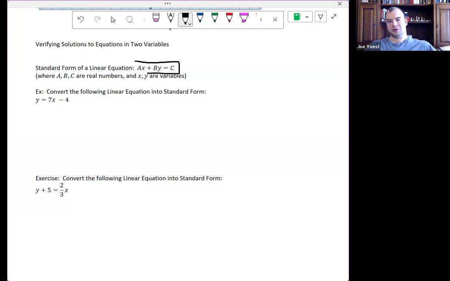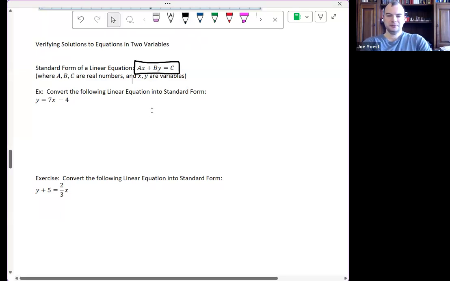So there's, for instance, slope-intercept form. That's another form that can be useful in some contexts, but that's not what we're discussing here. This is called standard form: ax plus by equals c, where a, b, and c are numbers, and x and y would show up as variables.